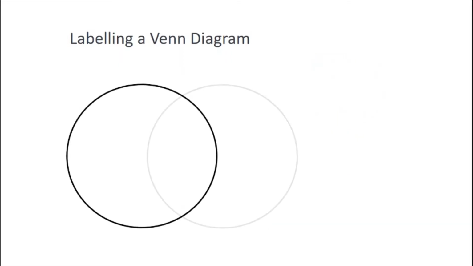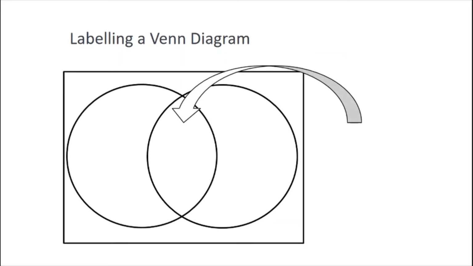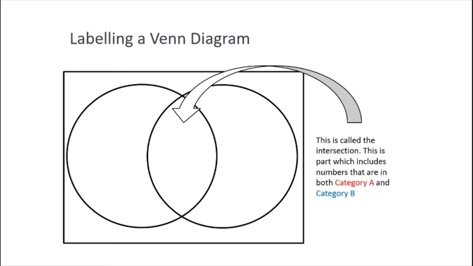In the middle, we have what we call the intersection. This is where 2 parts meet, and anything in here will satisfy both category A and category B. So if category A was boys and category B was people with blonde hair, in the middle you would have boys with blonde hair.